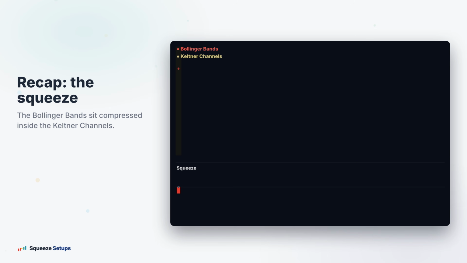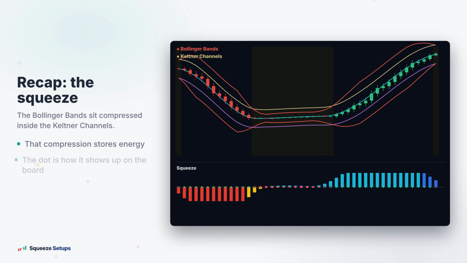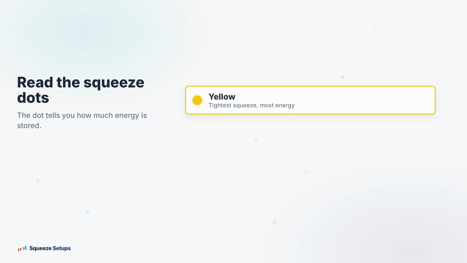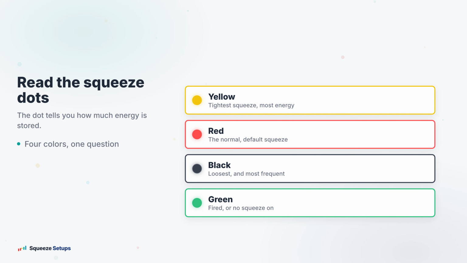In our last video, we defined what the squeeze was, talking about the Bollinger Bands compressed inside of the Keltner channels and how that leads to stored energy. In this video, I want to show you the actual squeeze dots because the dots will tell you how much energy is stored and what each of the different dots mean.